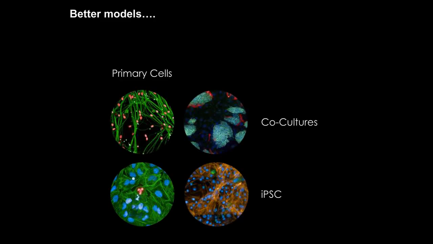In the past couple of years, a large number of much more powerful and much more physiologically relevant models have come up. Some examples are shown here. This is an example of using primary retinal ganglion cells. This is an example of stem cell co-cultures, and this is iPSC-derived cardiomyocytes, all used as model systems for drug discovery and primary research. They are much closer to the situation in the human body than the HeLa cells ever were.